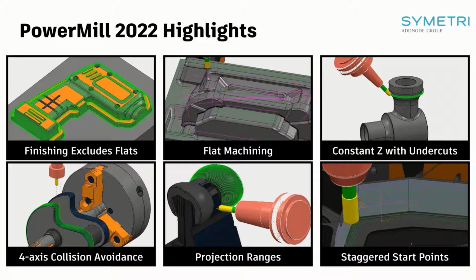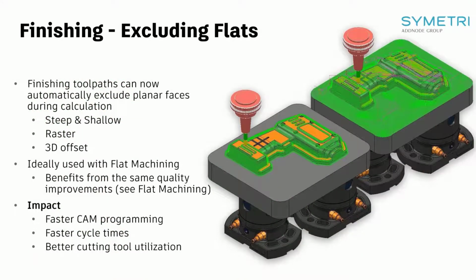So we can finish with excluding flats, flat machining, constant Z with undercuts, staggered start points, projection ranges, and collision avoidance to pick out the 6 main features that are in this release. I'm just going to very quickly run through each one in turn, and then we'll dive into the product and I'll show you where you can find these.